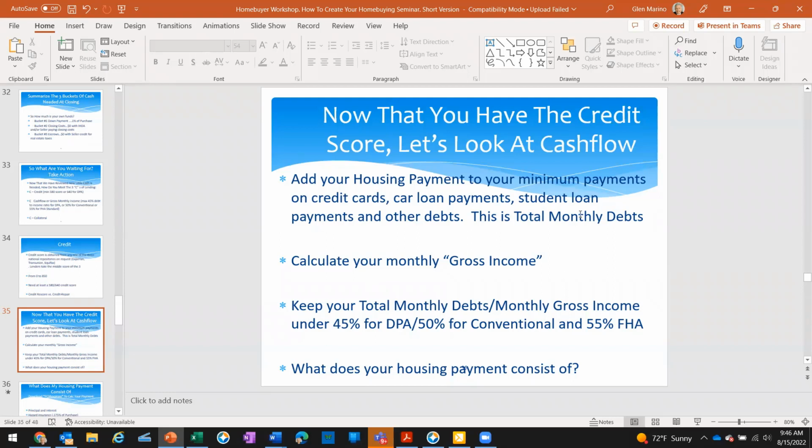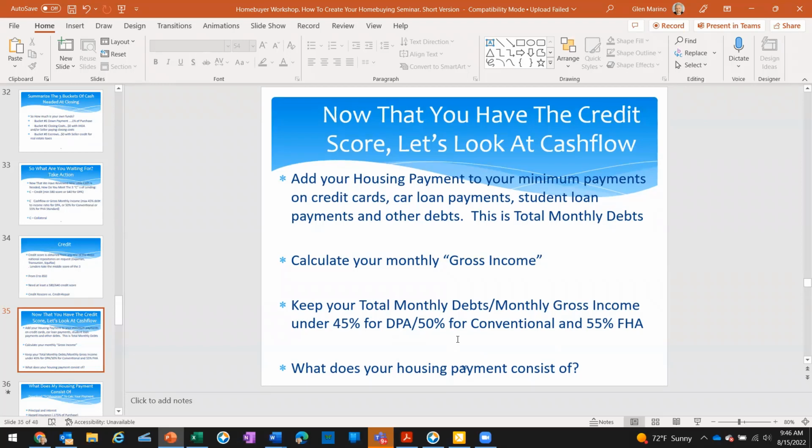That's going to be your numerator. Your denominator is going to be your gross income. I didn't say net, not your net take home, it's your gross. Then you're going to keep your total monthly debts, the numerator, divided by your gross monthly income under 45% if you're using down payment assistance, under 50% if you're using a conventional loan, and under 55% if you're using FHA. So let's just refresh our memory.